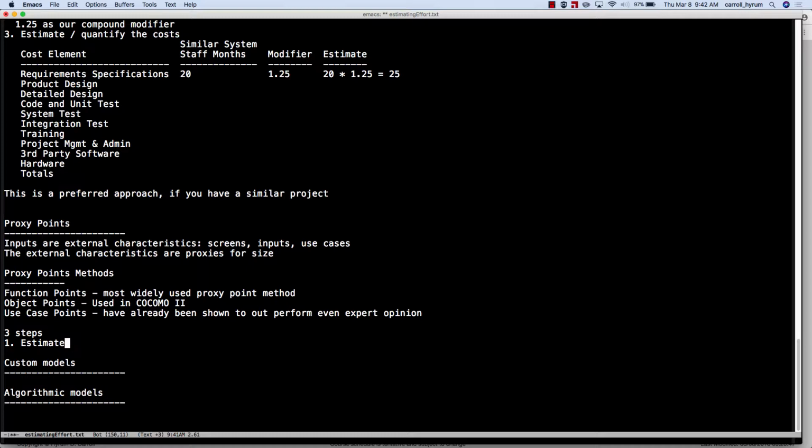Step 1 is to estimate the size, and hopefully you recognize this is a motif in the class, a recurring pattern where size is so important. It's the basis of so many things. So we have the lines of code, function points, or some other proxy point metric.